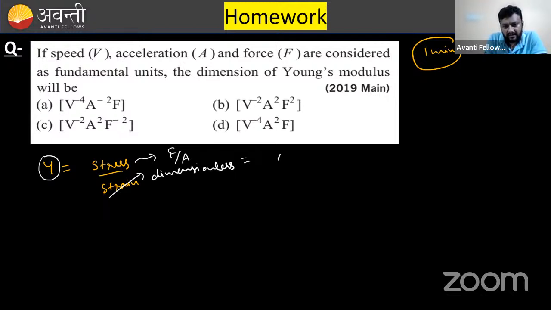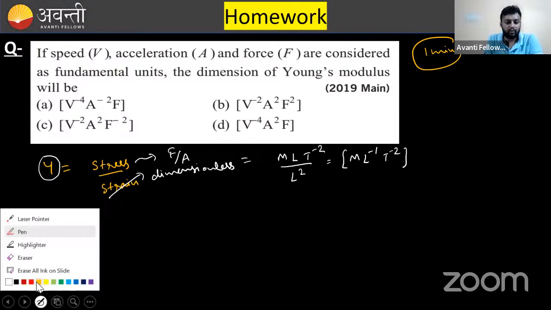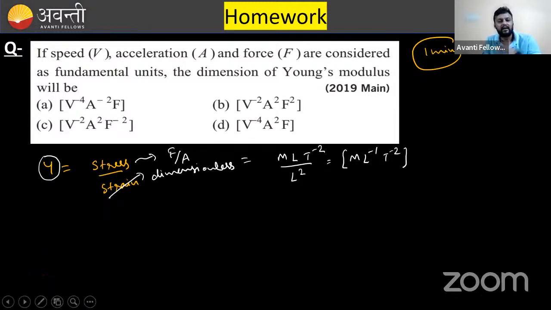Force per unit area, that is M L T minus 2 divided by L square, so that is M L minus 1 T minus 2. This is the dimension of Y. Now going to the question, it says: if speed, acceleration, and force are considered as fundamental units, the dimension of Young modulus will be.